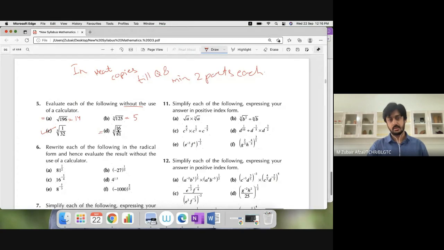D part, this is 2 raised to power 4 and 3 raised to power 4, whole raised to 1 by 4. The 4 outside is coming from here. So the answer is 2 by 3. Any doubt in this one? No doubts in 5D.